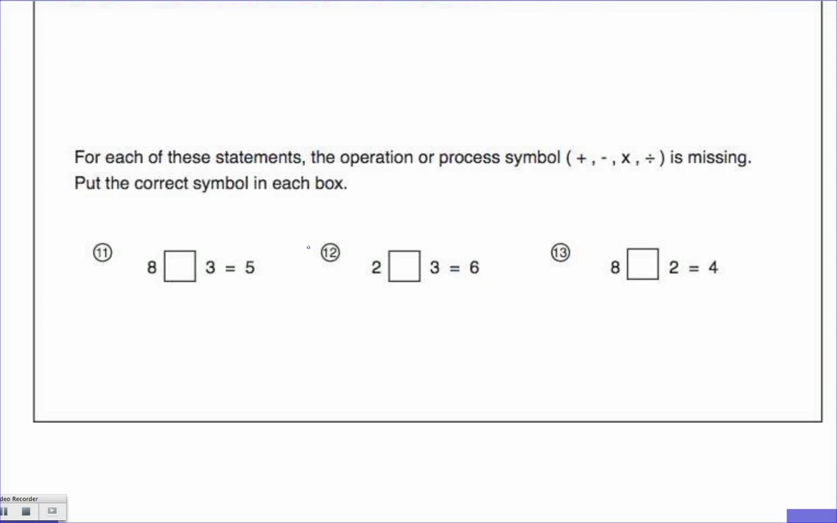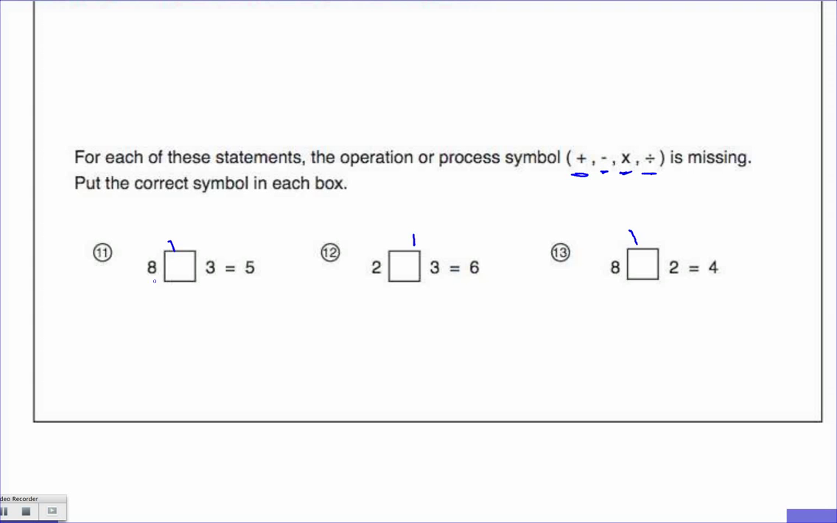Okay, these last problems are real simple. You're simply going to pick which symbol goes in the equation to make these number sentences true. Are you going to put a plus, a minus, a multiply, an X in there for multiplication, or a divided symbol? I'm going to let you try all these on your own. Pause the video, turn it back on when you're ready for the solution.